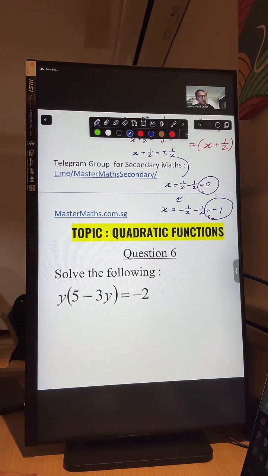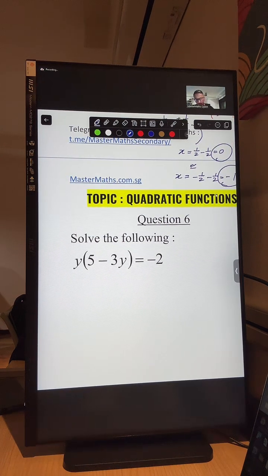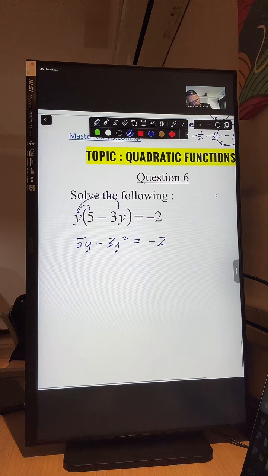Okay, now let's move on to the last question. Here we need to expand the left-hand side. We expand the left-hand side, we get 5y minus 3y square equals minus 2. How do we do this? We use what is known as the rainbow method. So y times 5 will give me 5y. Y times negative 3y will give me negative 3y square. So now we have negative 3y square plus 5y.